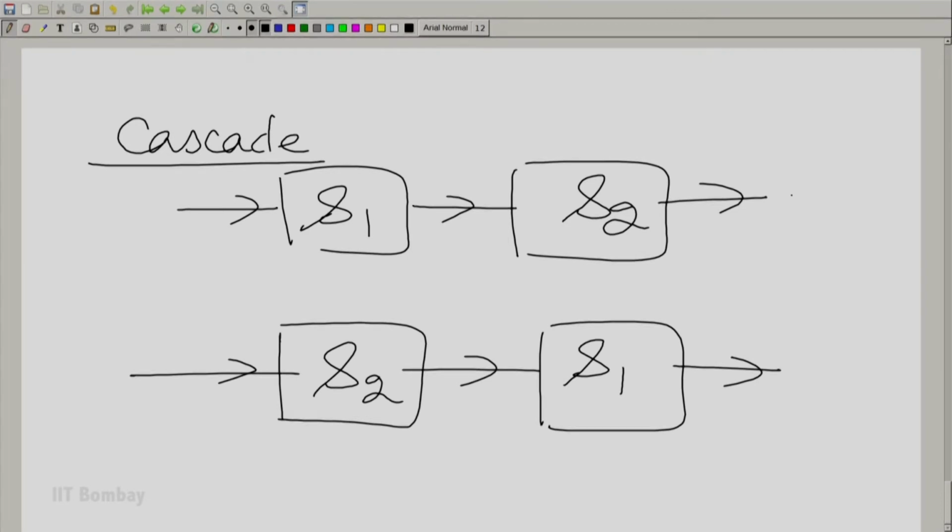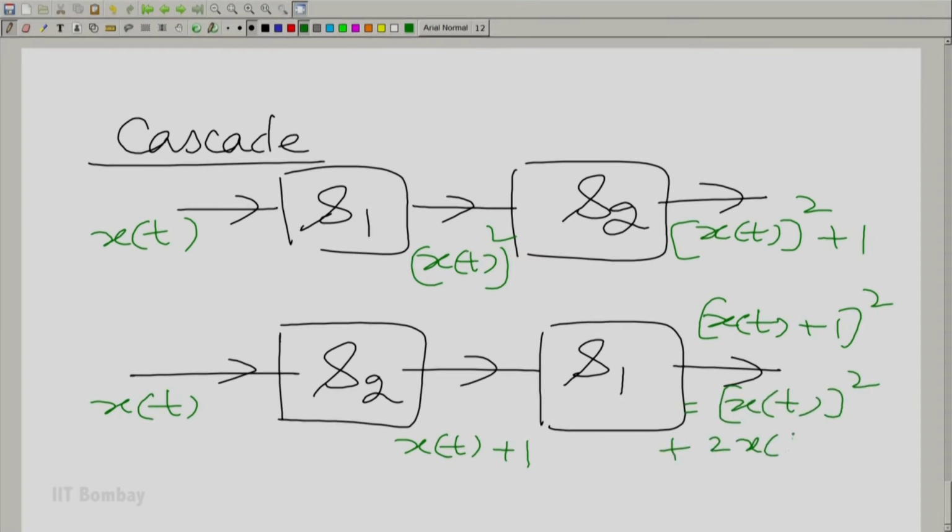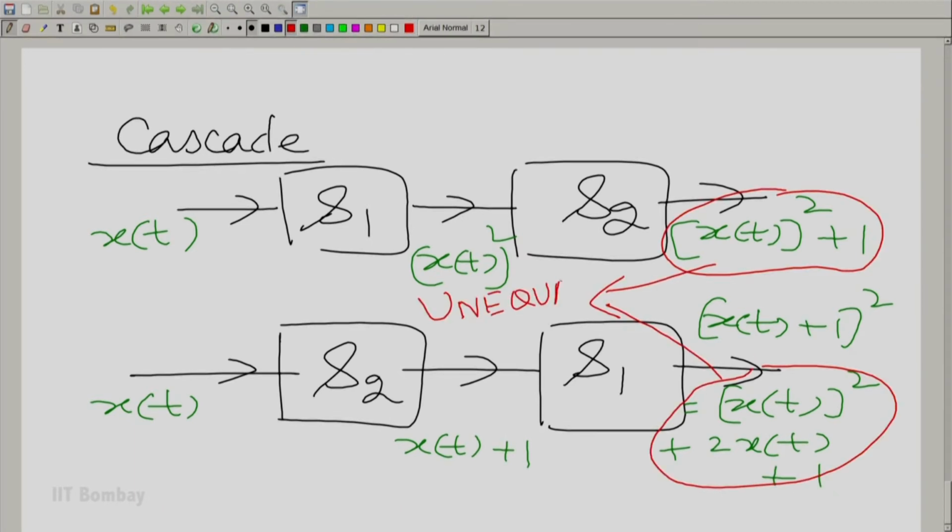Let me show this by taking the continuous example. Suppose I have x(t) being given here. S1 would give me x(t) the whole squared, and S2 would give me x(t) the whole squared plus 1. On the other hand, if I have x(t) here, S2 would first give me x(t) plus 1, and S1 would then give me x(t) plus 1 the whole squared, which is x(t) the whole squared plus 2 times x(t) plus 1, and therefore these are not equal.